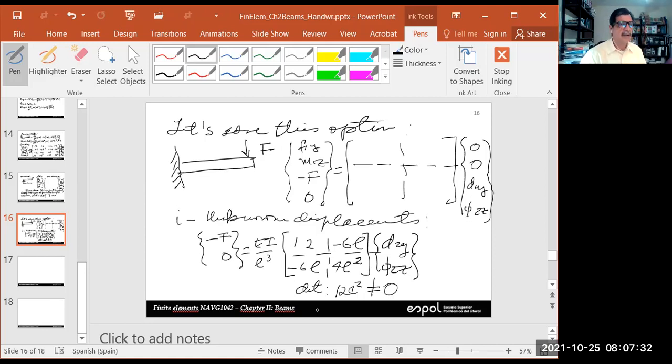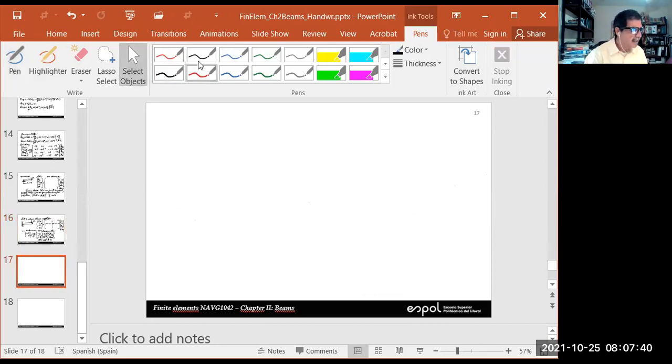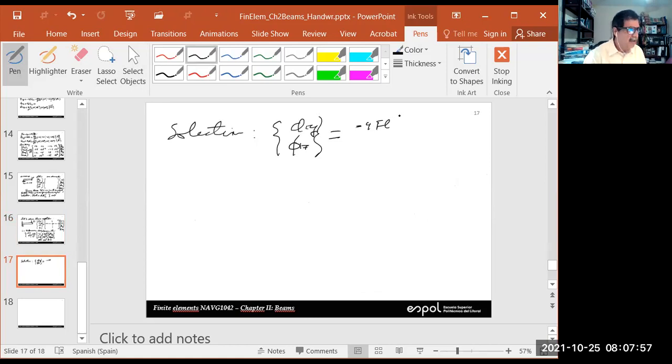Remember your numerical analysis class. So we can solve it, and we can say that D2y and phi 2z are going to be equal to minus 4FL cubed over 12 EI, and the other is minus 6L squared over 12 EI.